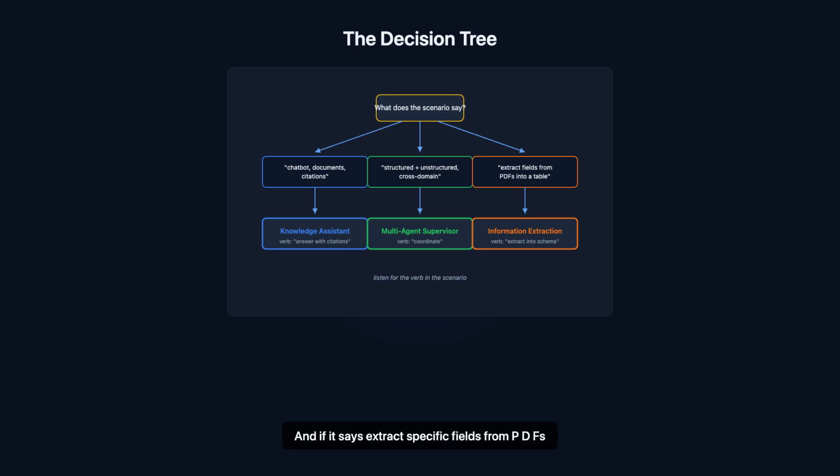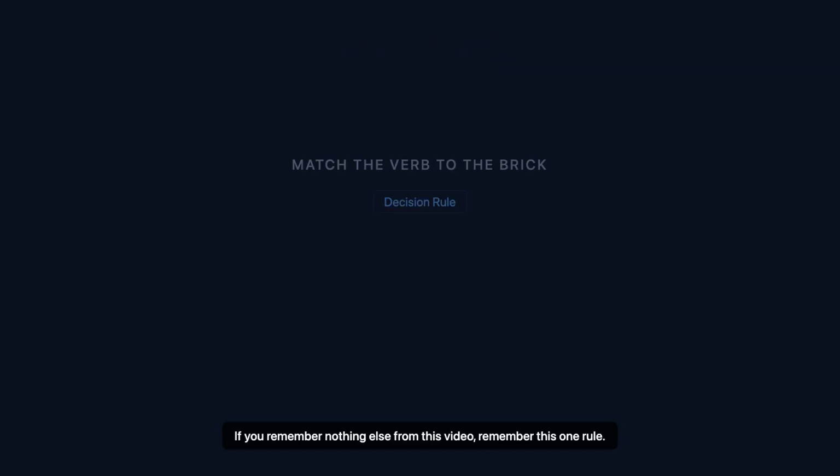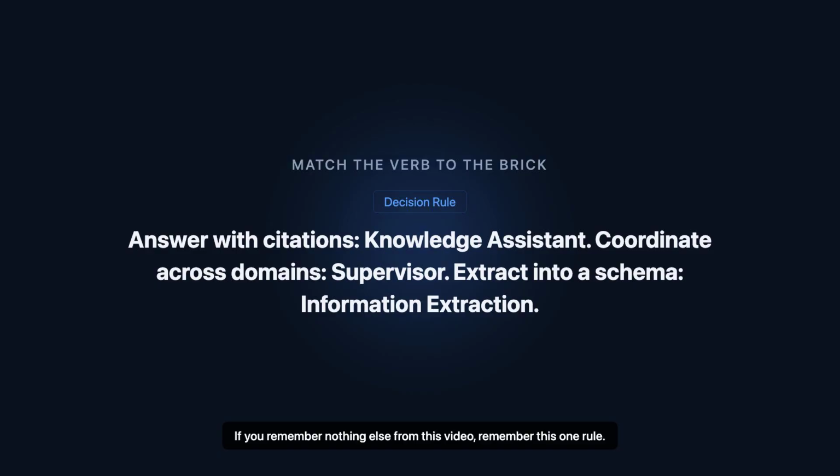And if it says extract specific fields from PDFs or documents into a table, the right branch goes to Information Extraction. The key is almost always the verb in the requirement: answer, coordinate, or extract. If you remember nothing else from this video, remember this one rule: answer with citations maps to Knowledge Assistant, coordinate across domains maps to Supervisor, extract into a schema maps to Information Extraction. 3 verbs, 3 bricks. Once you've internalized that mapping, most scenarios resolve in a single read.